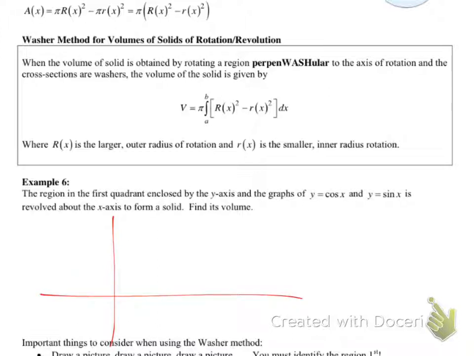Now, if I do cosine and sine, and I think it says it was rotated about the x-axis to form a solid. All right, here's cosine, and then here's sine, and I'm just doing this real rough. This one will peak when that one hits the bottom. There's my sine curve. And I think it says in the first quadrant.